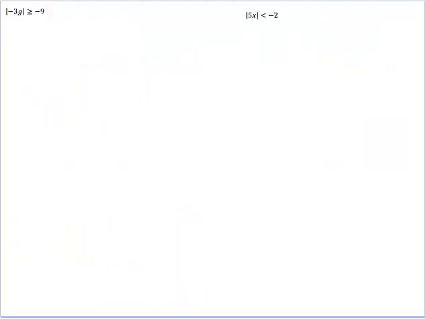Absolute value of negative 3g is greater than or equal to negative 9. All right, this is alone. Greater than or equal to, so this will be or. Oh, but once again, we see a negative here. Okay, so let's think about this. Here we are greater than negative 9. If we're greater than negative 9, will we eventually get positive numbers?